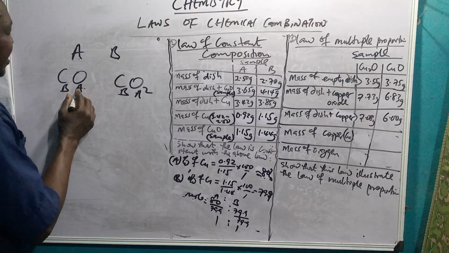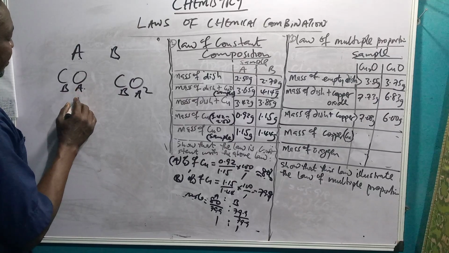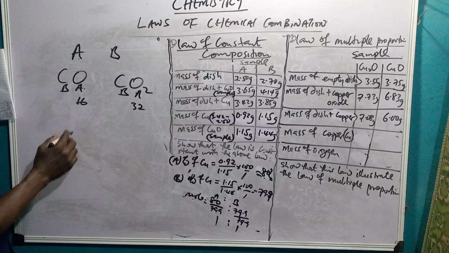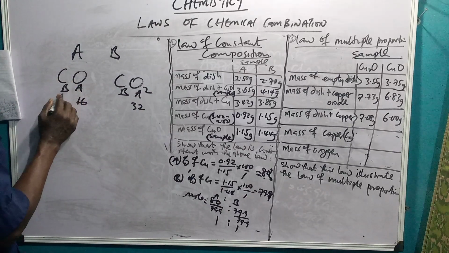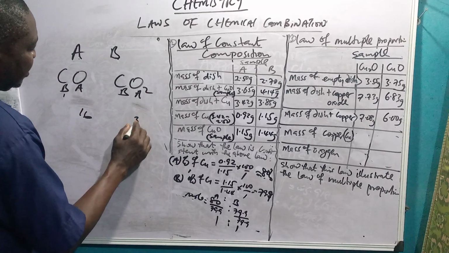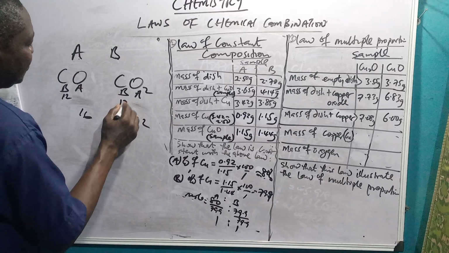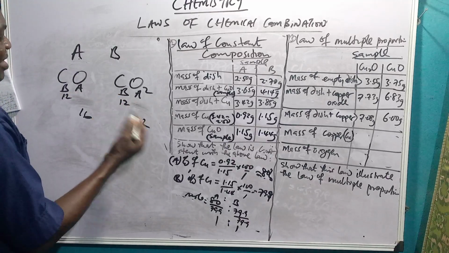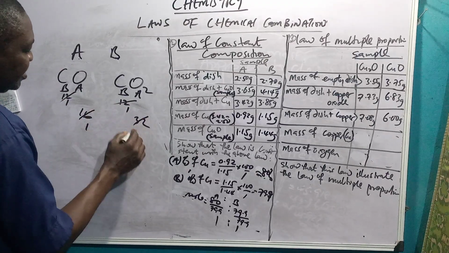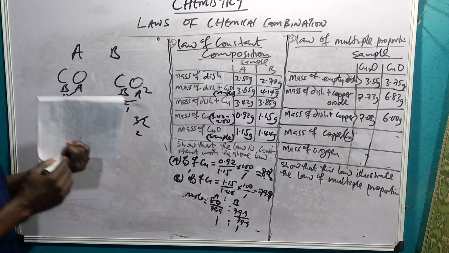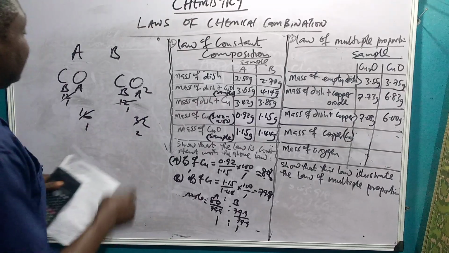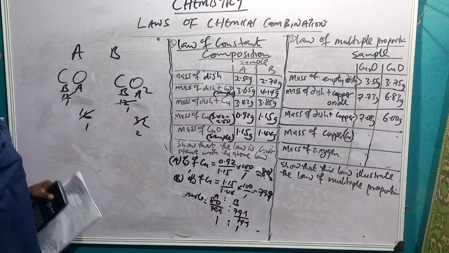Different masses of A. You see the mass of A here is 16, the mass of A here is 32, which combine with a fixed mass of B. This is 12 and this is 12. They are in a simple number ratio. They always cancel themselves to be 1, 1. This one is 32, 16 here is 1, 16 here is 2. They are a simple number ratio. That is what the law is telling us. When two elements A and B combine to form more than one compound, the different masses of A which combine with a fixed mass of B are in a simple number ratio.